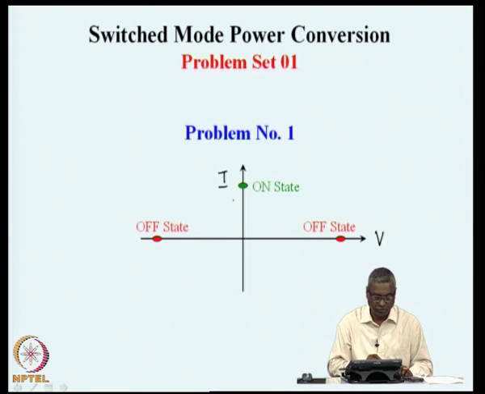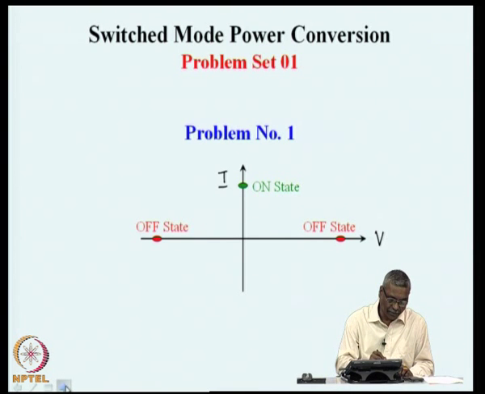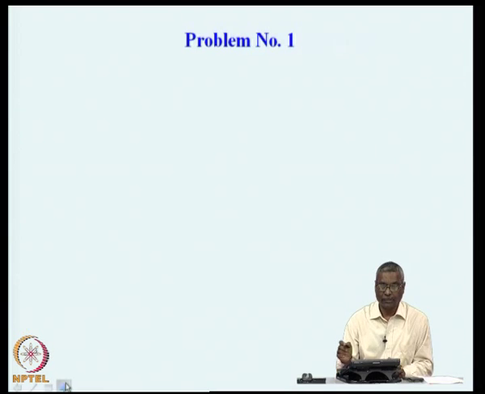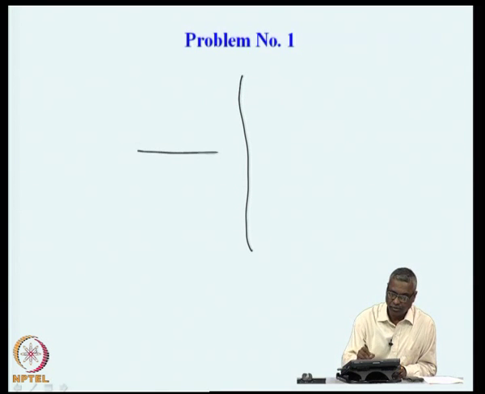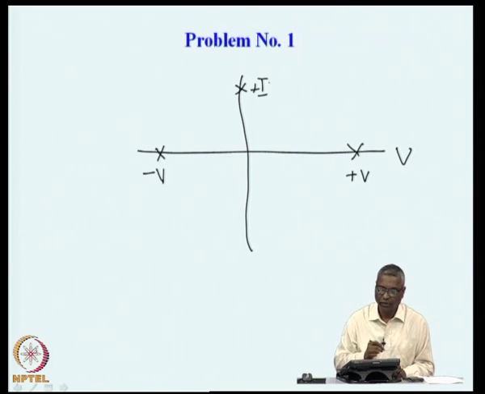That is the question. So, we might try to look at these operating conditions. It is necessary to block positive voltage, block negative voltage and then pass positive current. One possible solution for this is a thyristor.